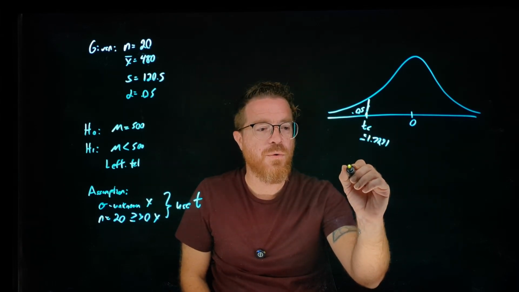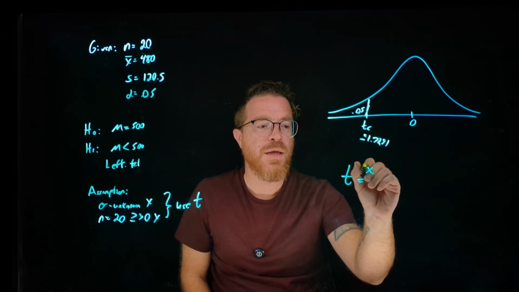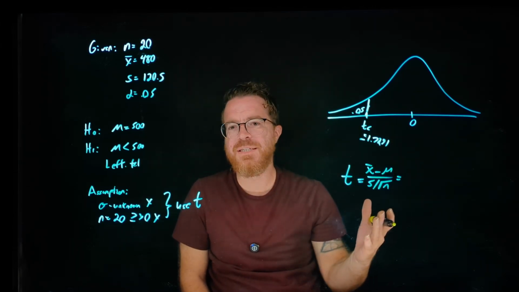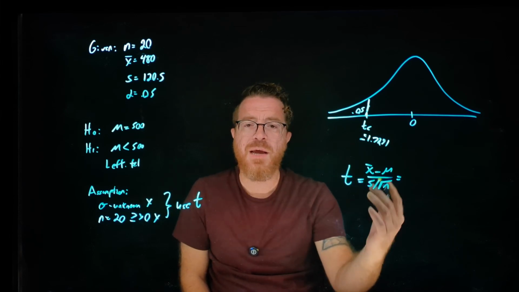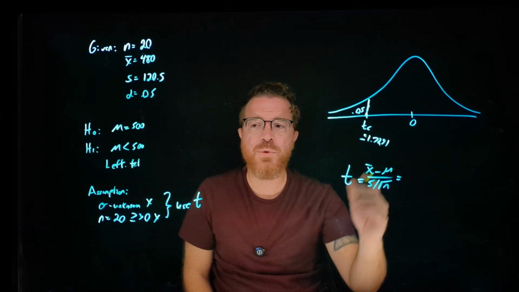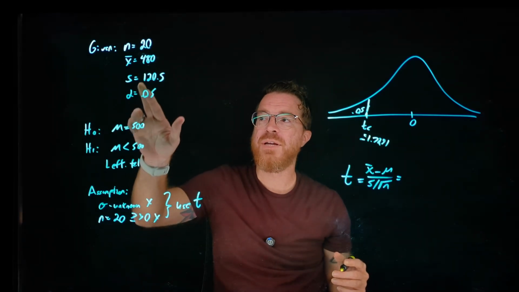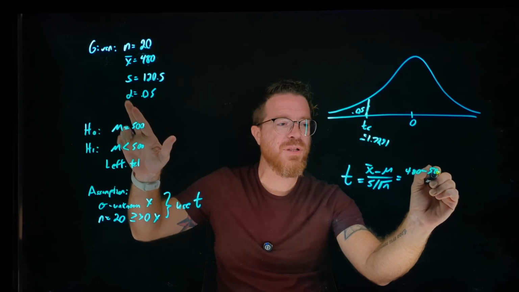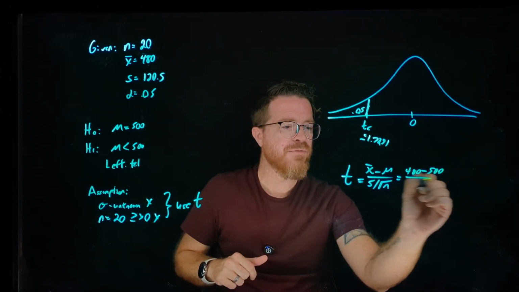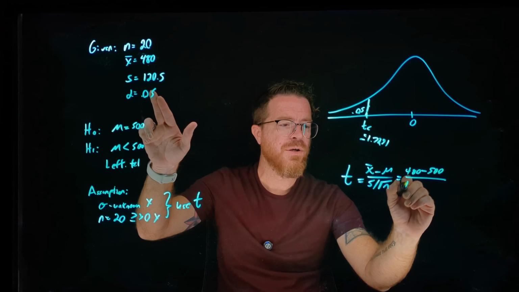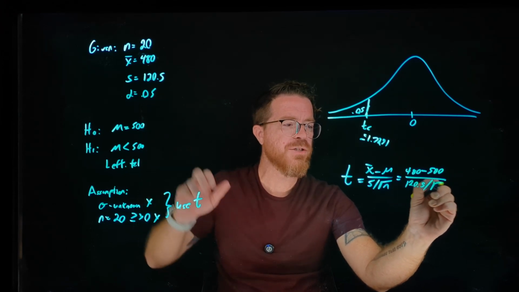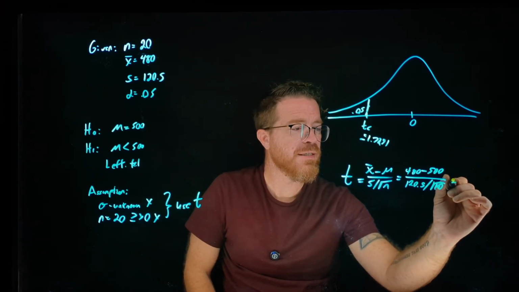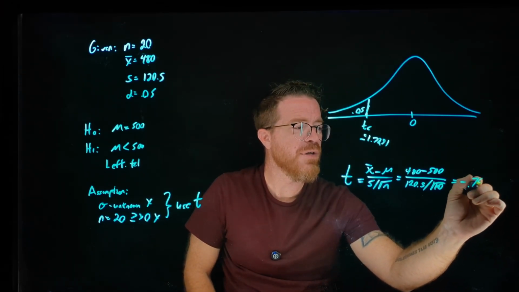So our test statistic, t, is going to be equal to x bar minus mu over s over square root of n, which, again, is the same basic calculation, but because we don't have sigma and we know we're using student t, we're using s. So in this case, our x bar is based on our given information, which means that we have 480 minus the initial claim of 500, divided by our standard deviation s, 120.5, divided by the square root of n, our sample size, which is 10. Now this is going to give us a test statistic of negative 0.74.